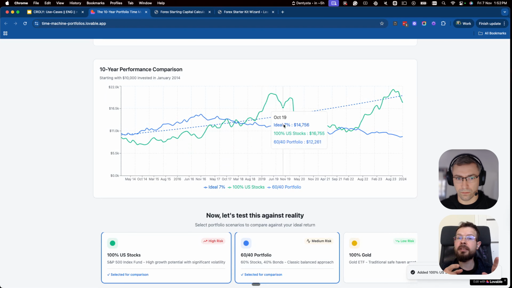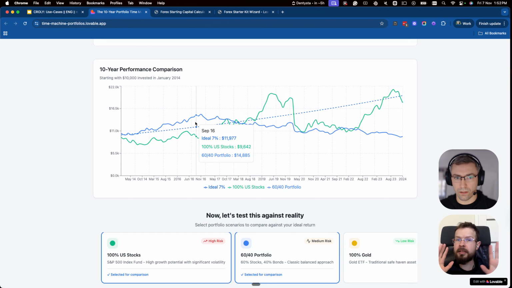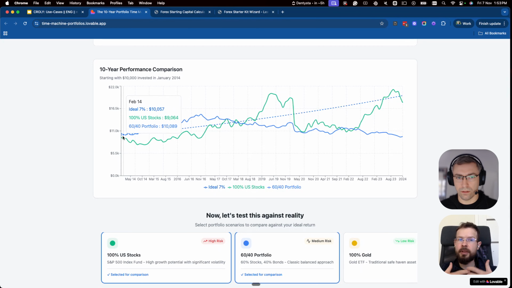So yeah, I saw this. The market will bounce back. I don't know when, I don't know how, but it will. Selling on a drop is not the best way.